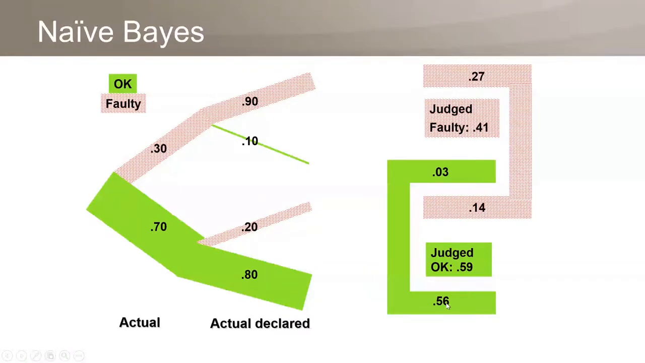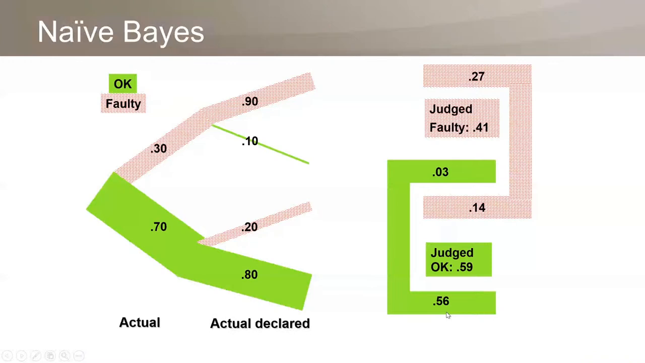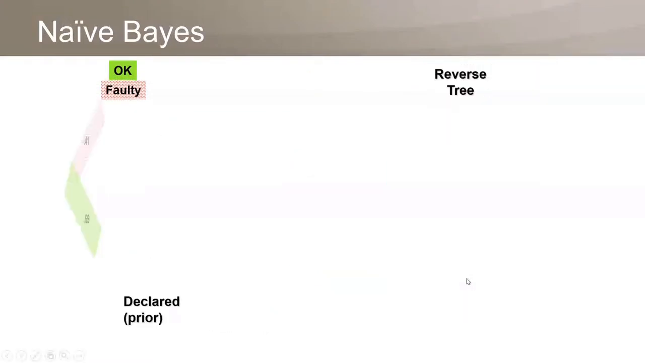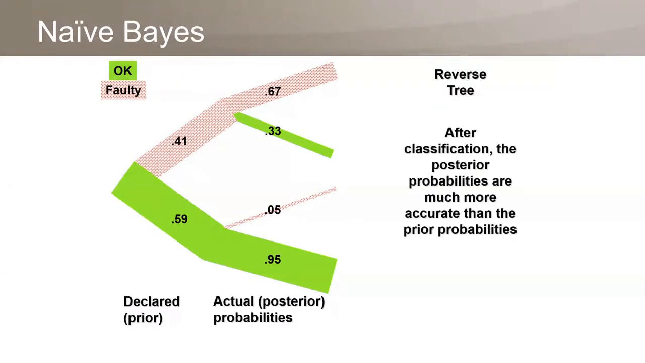Now I have to standardize this to probabilities. So 0.56 divided by 0.59. So I got these reverse probabilities, posterior probabilities. When my friend declared that a car was good, I have 95% probability that this car is actually good. So posterior probabilities after the classification are better than prior.